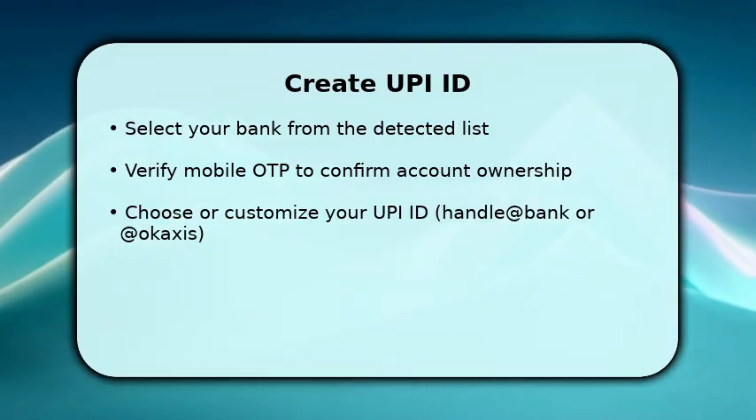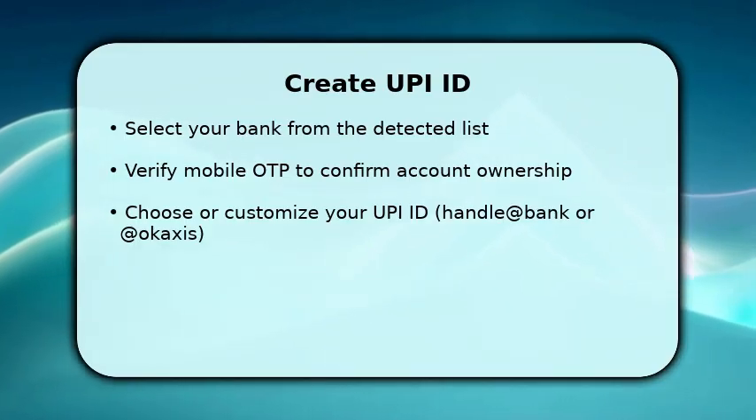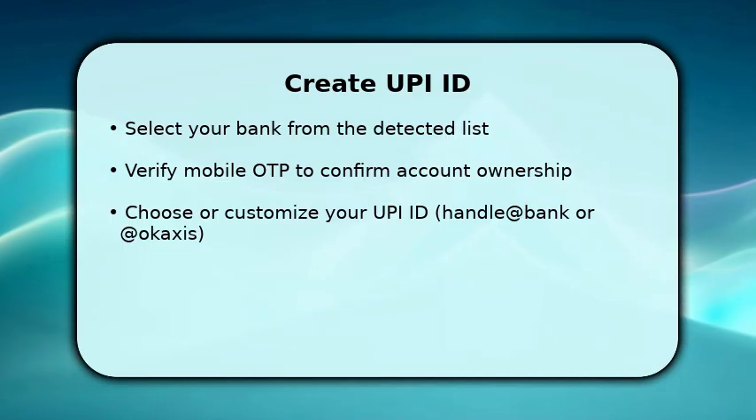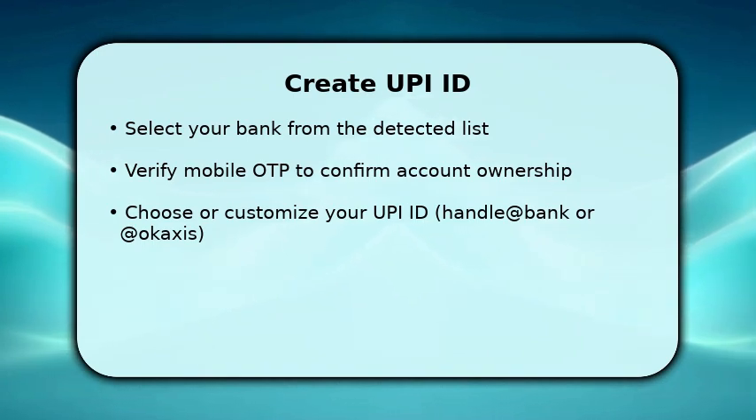Then set a 4-6-digit UPI PIN linked to your debit card. This PIN secures every transaction, so choose something memorable but not obvious. Finally, confirm the PIN by re-entering it and allow the app to finish linking your bank account.